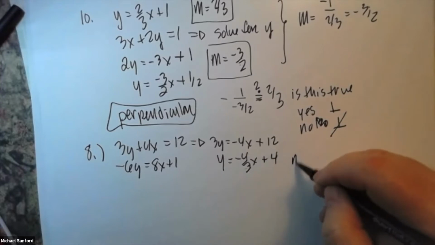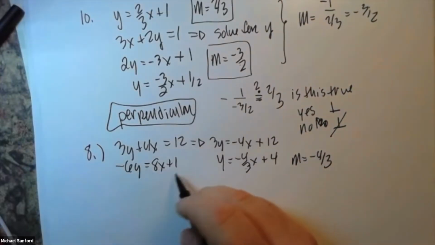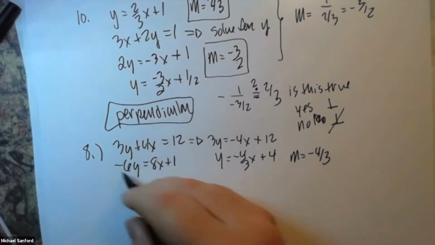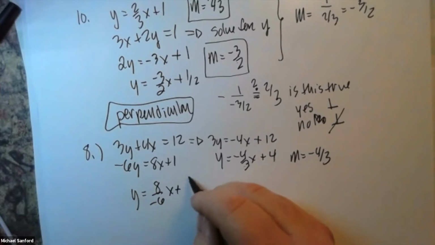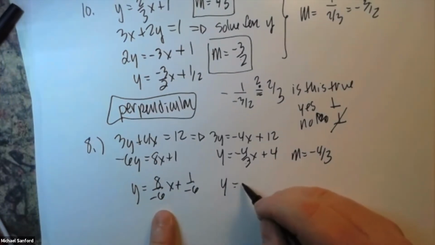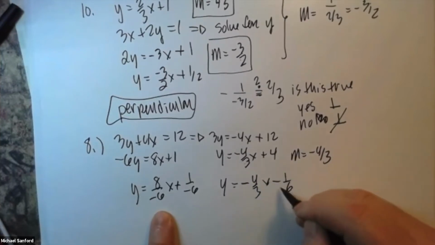So this one has a slope of -4/3. Now for this one I just have to divide everything by -6. So 8x over -6, plus 1 divided by -6. This gives me y is equal to, simplifying the fraction, -4/3 x minus 1/6.